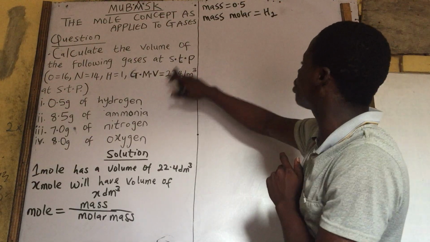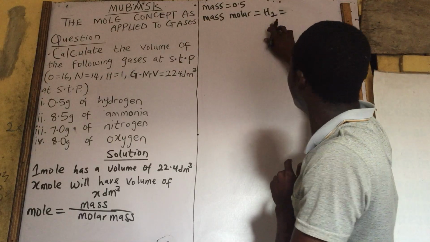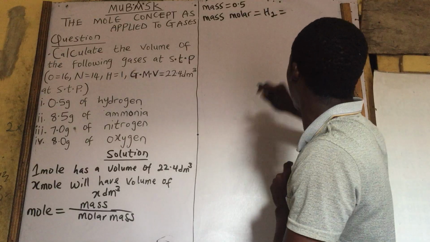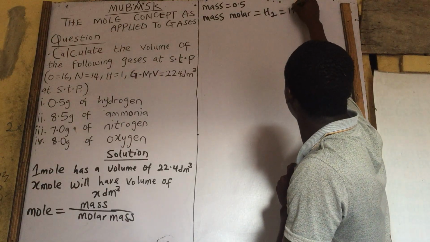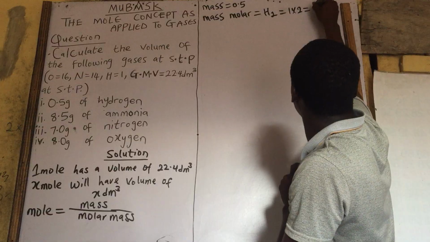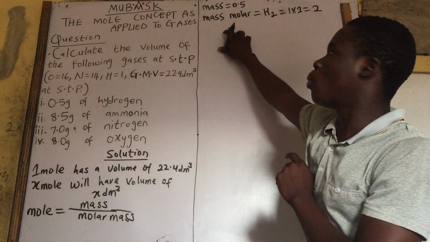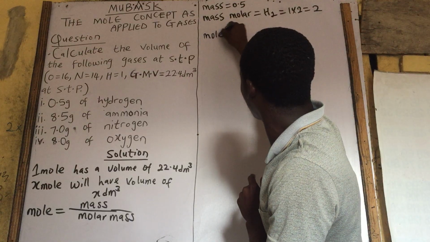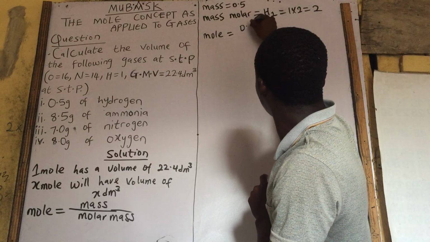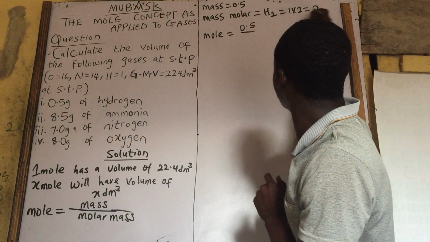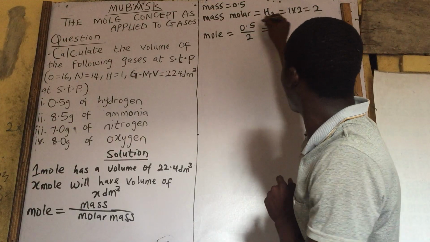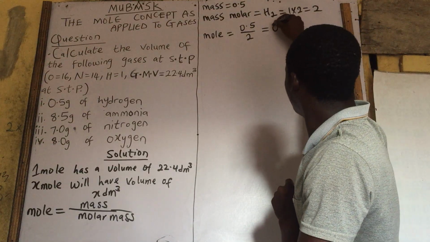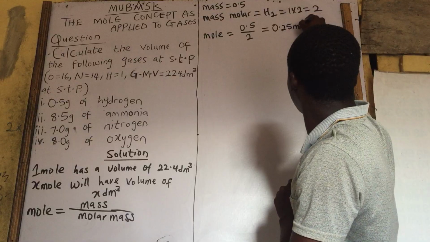Now, the compound of hydrogen gas is H2. To determine this H2, we take our mass number of hydrogen, 1, times 2, equal to 2. Since we have determined our molar mass, we can substitute it into the formula. Mole equals mass, 0.5, divided by molar mass, 2. 0.5 divided by 2 gives us 0.25 mole.